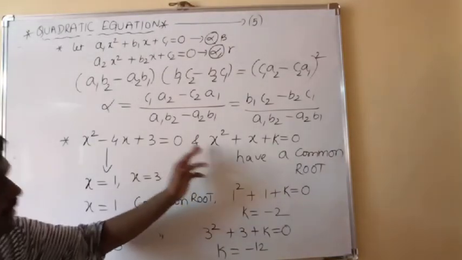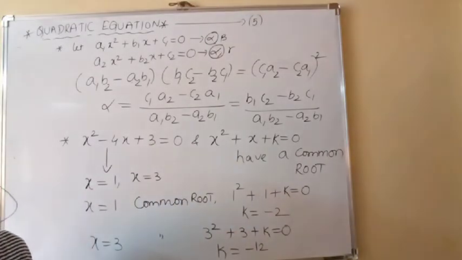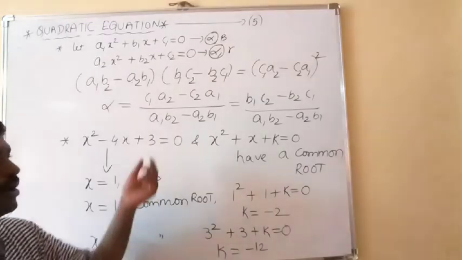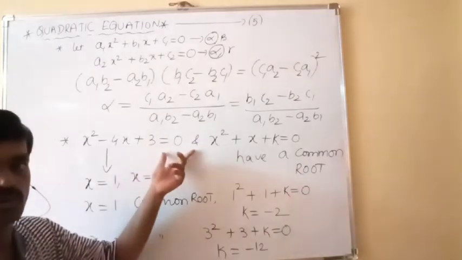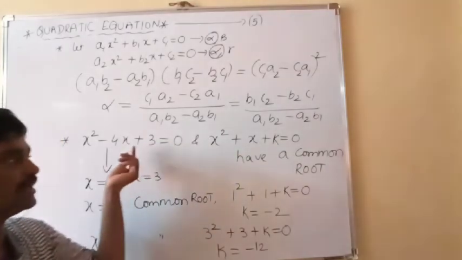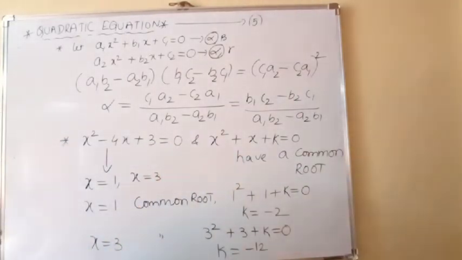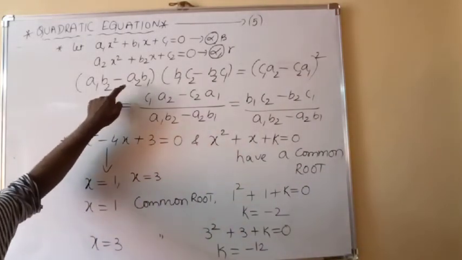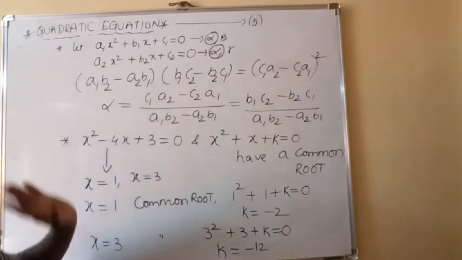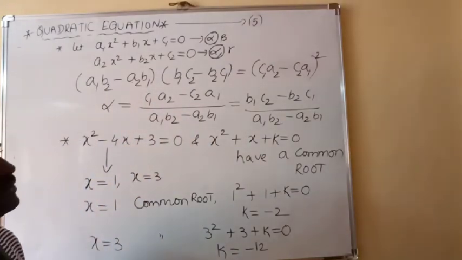Suppose k appears in both equations, and they have given that there is a common root. If these two equations have a common root, then the unknown k appears in both equations. To get the k value, it is better to use the given condition, and to get that common root value, this is the answer. Okay.